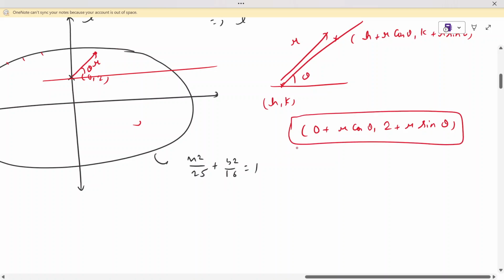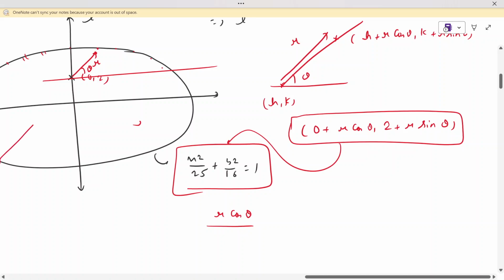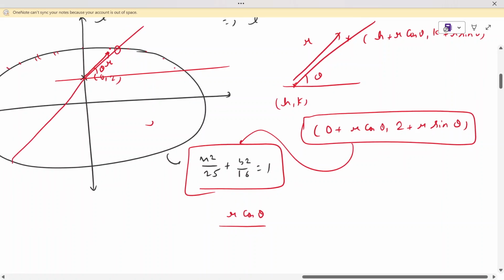Now I'm collecting all those points for which this point will lie on this curve, when the line intersects this curve. So I will get one equation. Let us put this particular coordinate in the equation of the ellipse, and then I will get these points having theta values. I'm putting this line's parametric form in the ellipse equation. Got it?